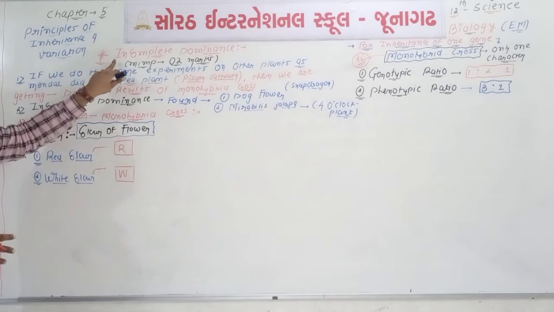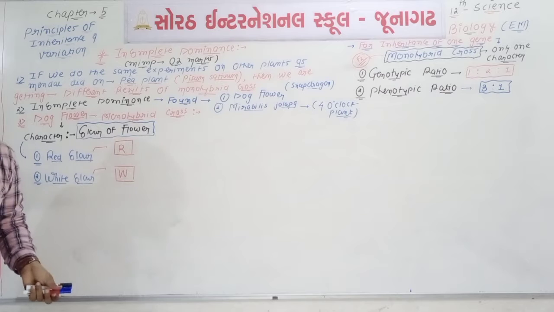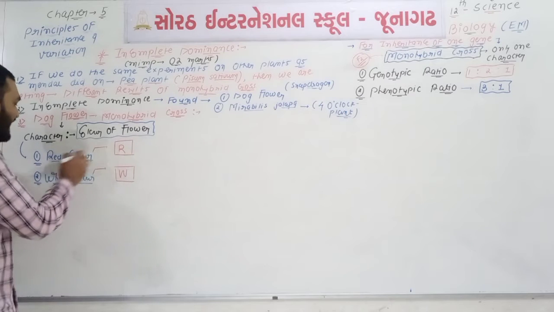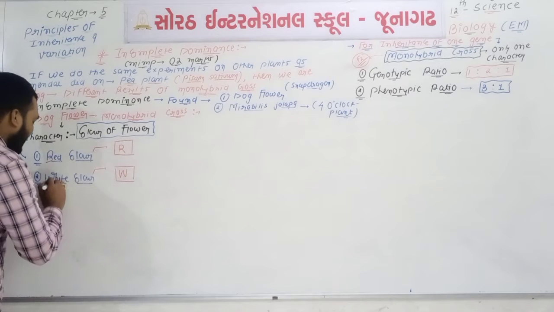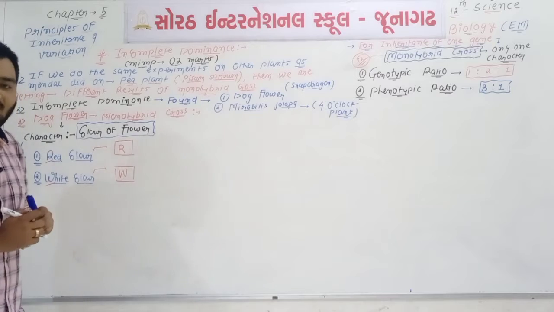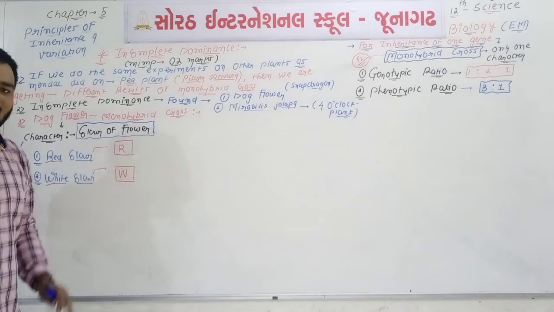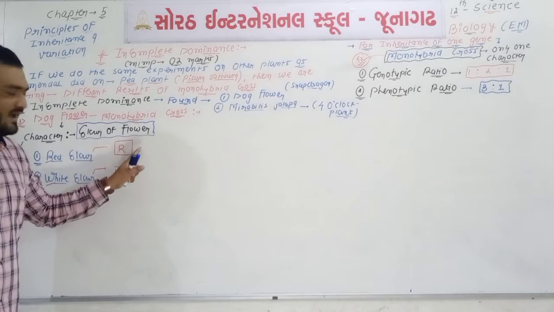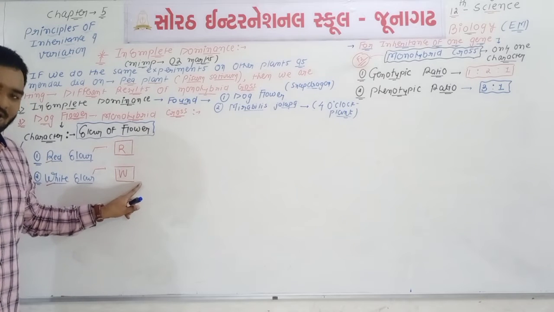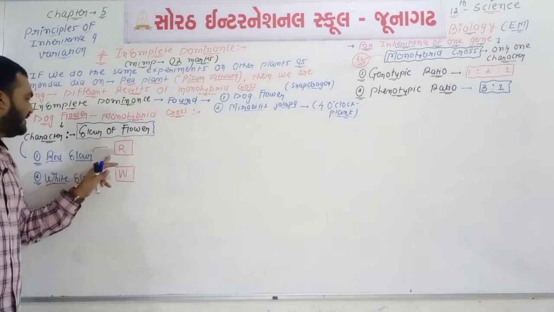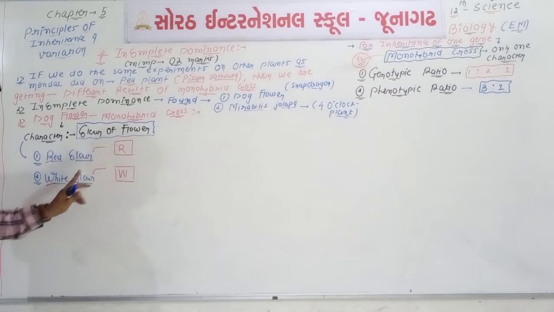That's why the title is incomplete dominance. That's why we are using capital R for red and capital W for white. In our old syllabus of biology, small r was used, but the result will be the same. You are going to take capital R and capital W. Red color symbol will be capital R, white color flower symbol will be capital W.